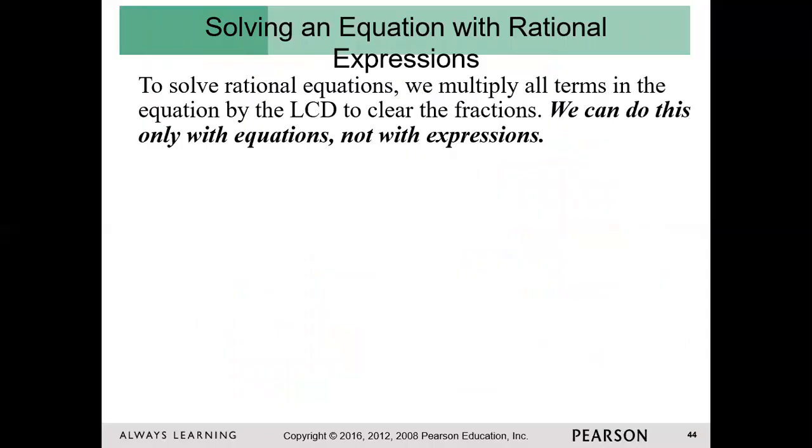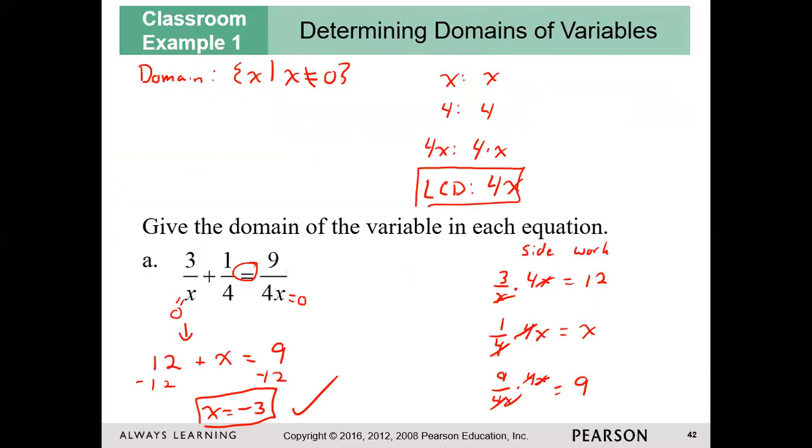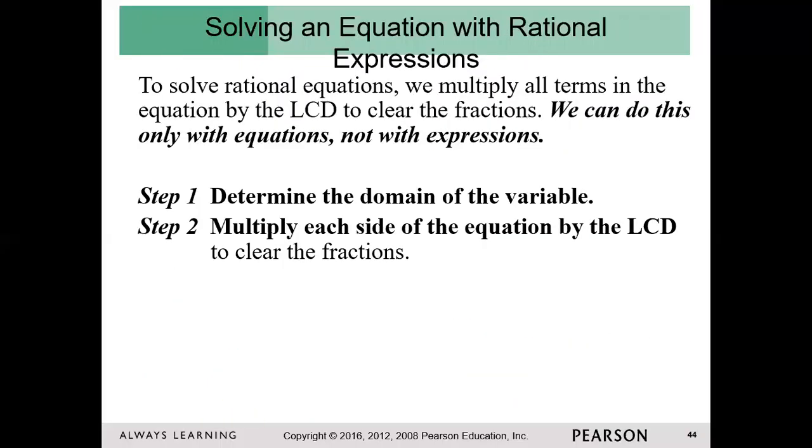All right, so it says to solve rational equations, we multiply all terms in the equation by the LCD, which is what we've been doing, and then we can do this only with equations, not expressions. Yeah, so that just goes back to what I showed you earlier, and why I circled this equal sign over here, why I told you how much I love equations, because we got rid of those fractions pretty quickly because we had an equation. Remember, you cannot do this with expressions. You either add, subtract, multiply, divide. You simplify expressions, you can solve equations, okay?